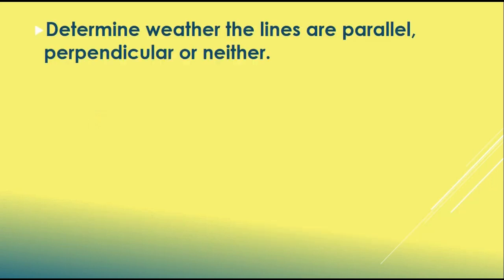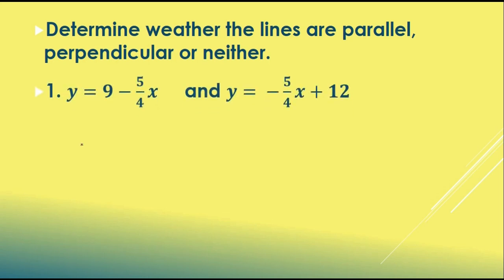That is it. Let's determine whether the lines are parallel, perpendicular, or neither. First example: parallel, perpendicular, or neither. First, look at this one. What is the coefficient of x? This m1 is minus 5 over 4. What is m2 here? Minus 5 over 4. They are equal. Therefore, these two lines are parallel lines.